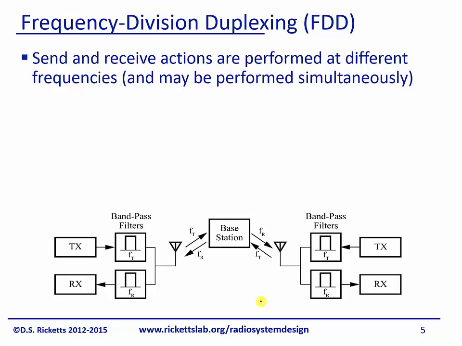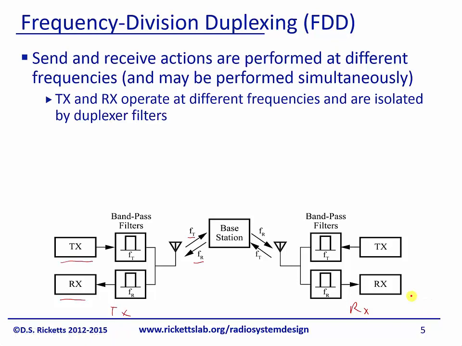Frequency division duplexing is when you send and receive at different frequencies, and this can actually be performed at the same time, which would be the benefit. As you can see here in the diagram, the transmit frequency and the receive frequency are different. So I can actually transmit data and receive data from the transmitter to the receiver simultaneously. Obviously this has the benefit that we don't need to coordinate times, and we can have transmission of data happening simultaneously.